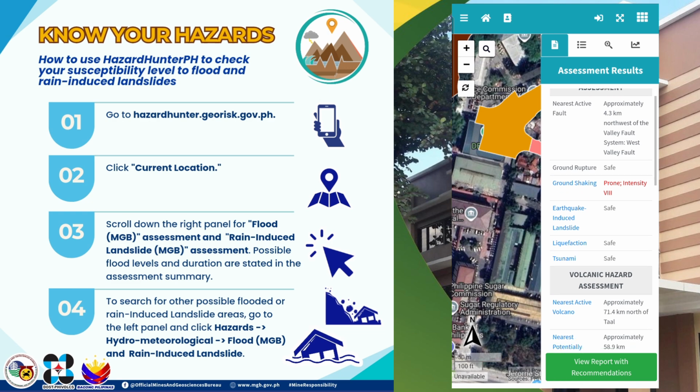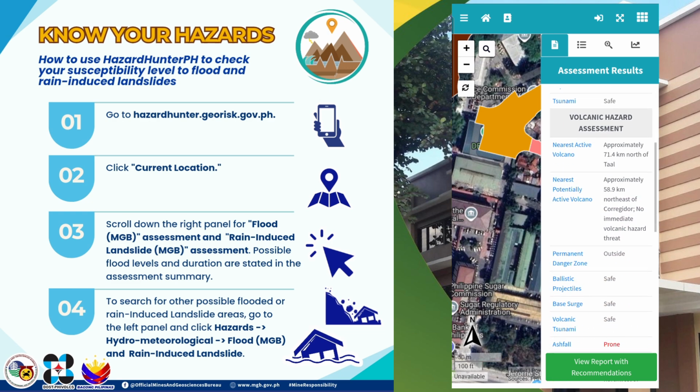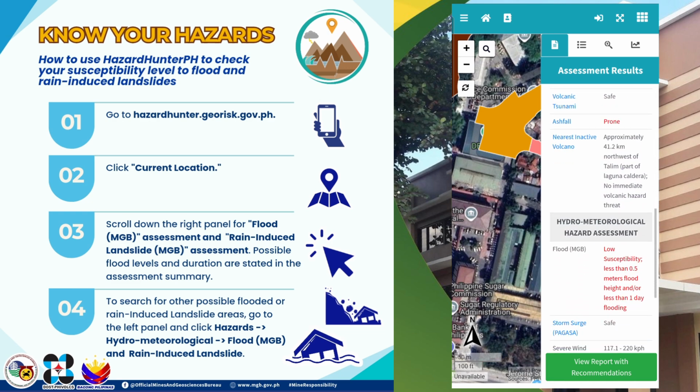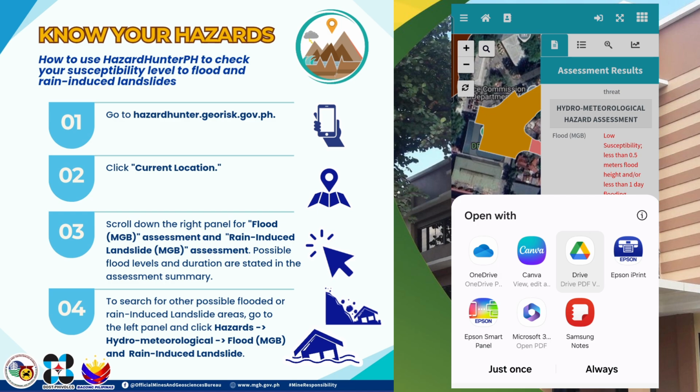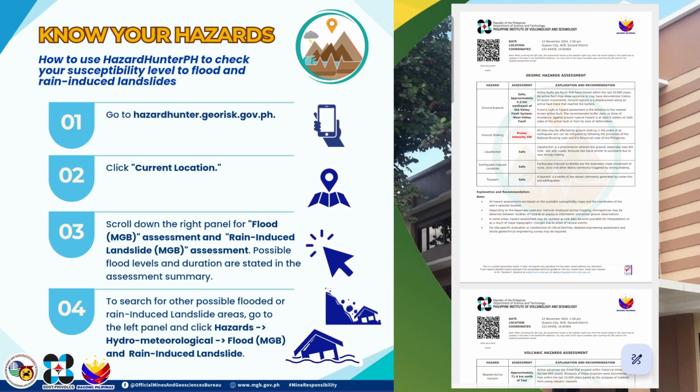3. Scroll down the right panel for the assessment. Possible flood levels and duration, and other hydrometeorological hazard details are stated in the assessment summary. Click View Report Recommendations to view the comprehensive hazard assessment report.